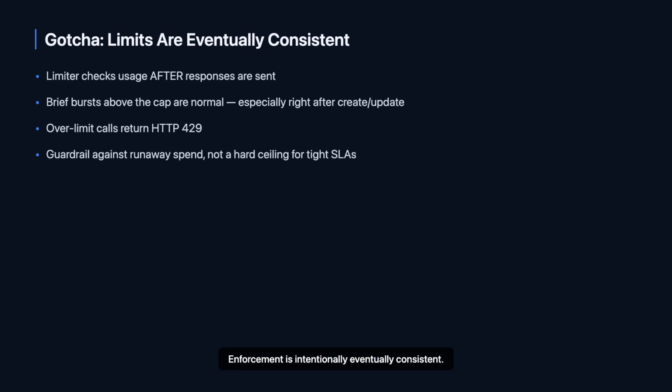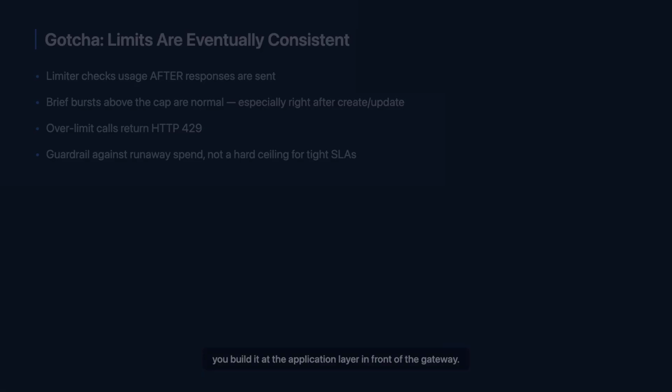Here's the precision point on rate limits that catches teams off guard. Enforcement is intentionally eventually consistent. The limiter checks usage after responses are sent, not before, which means brief bursts above your configured cap are normal, especially right after you create or update an endpoint. Overlimit calls return HTTP 429. The mental model is, treat the cap as a guardrail against runaway spend, not as a hard ceiling for tight latency SLAs. If you need a true hard cap, you build it at the application layer in front of the gateway.